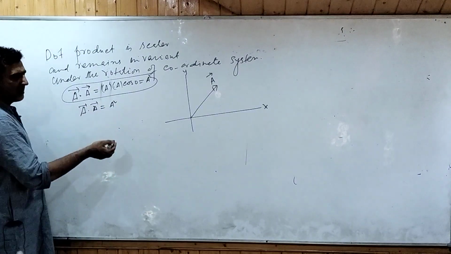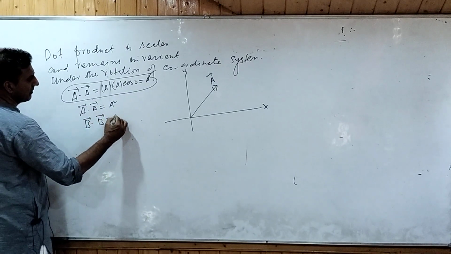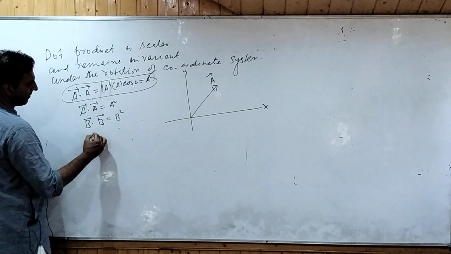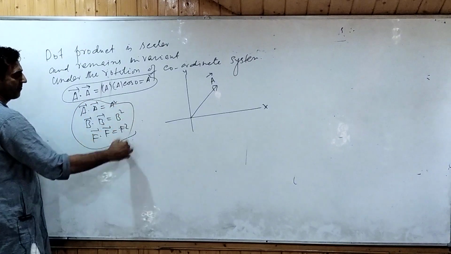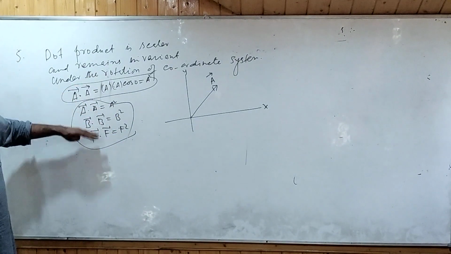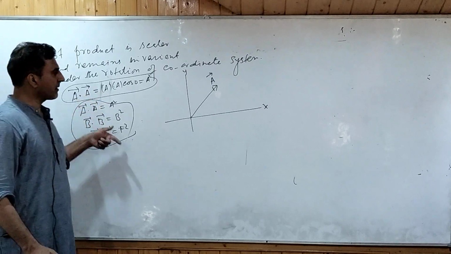Any vector dot with itself is the square of that. B dot B is B square. F dot F is F square. No exceptions. I have proved it here. What is good here is good everywhere. What's correct here is correct everywhere.